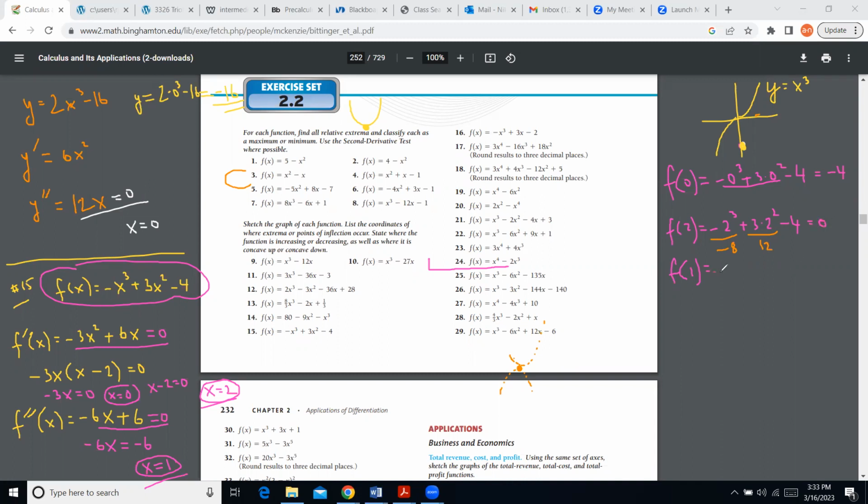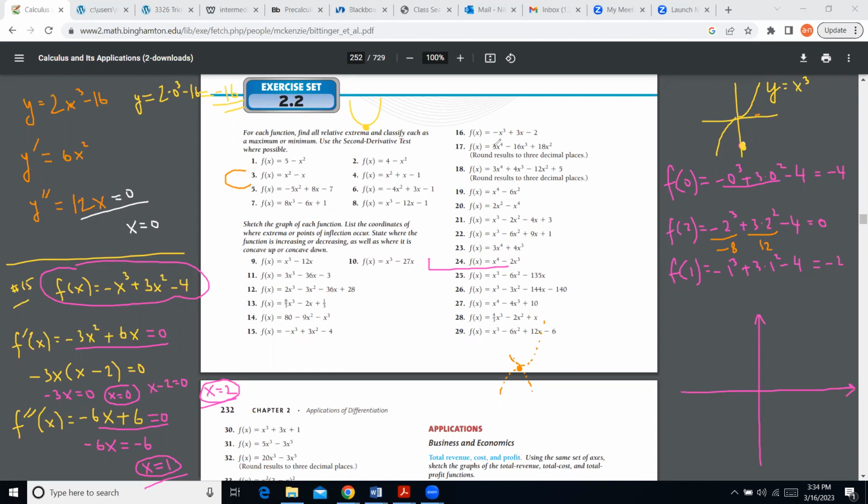And the last one was number 1. So 1 cubed plus 3 times 1 squared, and then minus 4. So it looks like then we have 1 and 3 is 4. Actually, minus 1 and 3 is 2. Minus 4 is negative 2. Great. I'm ready to get a picture. I'm ready to graph this cubic function.